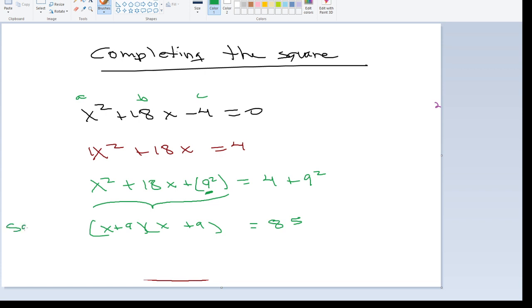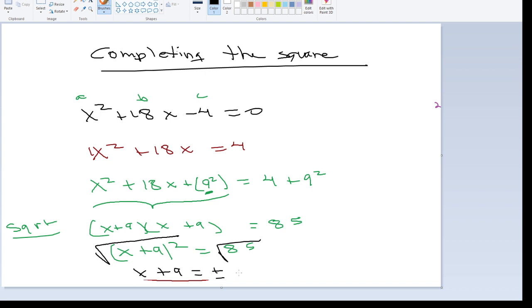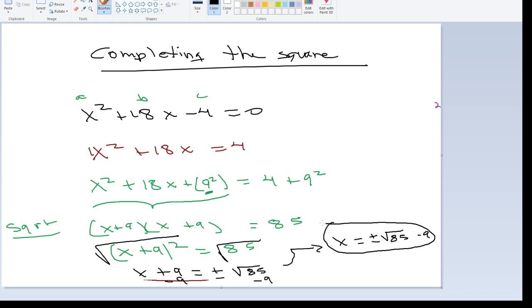Once again we apply the square root property to this side, which is x plus 9 squared equals 85. To get that x by itself, we square root both sides, and so we will get x plus 9 is equal to plus or minus the square root of 85, which in this case is going to be a decimal. It's about 9.2. And the last step is subtract 9 on both sides. So we end up with x equals plus or minus the square root of 85 minus 9. Once again, this is going to give us 2 answers, and you can use your calculator to get this. We call this completing the square.